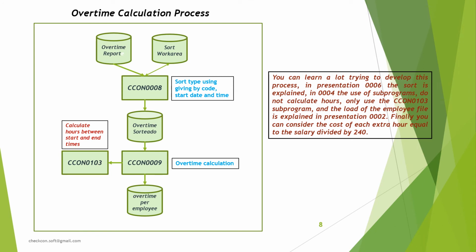You can learn a lot trying to develop this process. In presentation 0006, the sort is explained. In 0004, the use of subprograms. Do not calculate hours, only use the CCON 0103 subprogram, and the load of the employee file is explained in presentation 0002. Finally, you can consider the cost of each extra hour equal to the salary divided by 240.